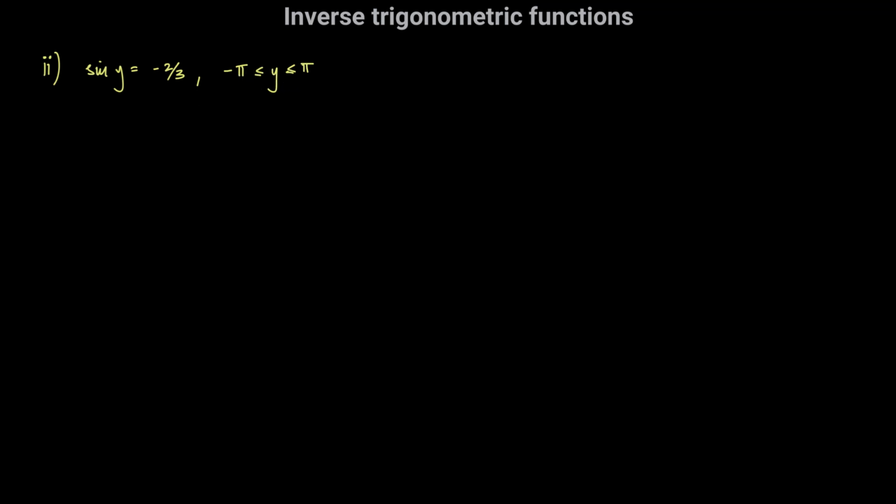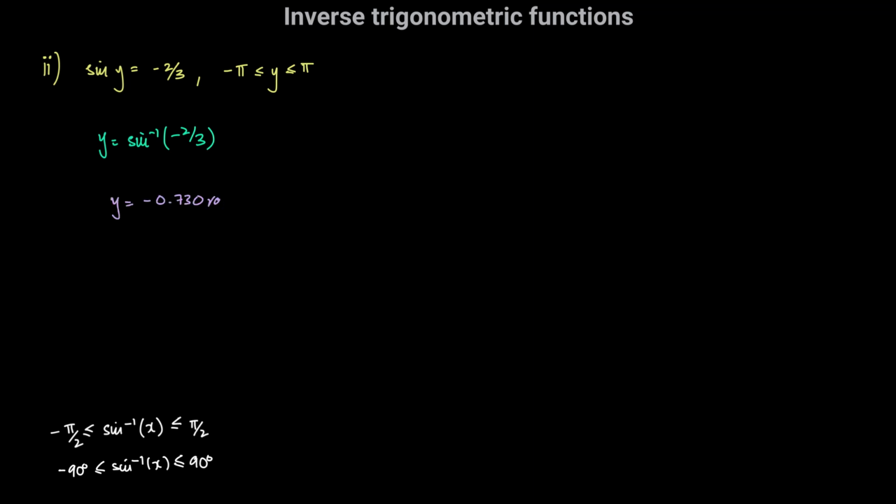Now over here again we can say that y is equal to the sine inverse of negative 2 over 3. So this is the inverse sine function. And the inverse sine function will always return a value between negative pi over 2 radians to pi over 2 radians for the angle, or between negative 90 degrees to 90 degrees if we're using degrees over here. So if we take the sine inverse of negative 2 over 3, making sure that our calculators are set in radian mode, we get y is equal to negative 0.730 radians.